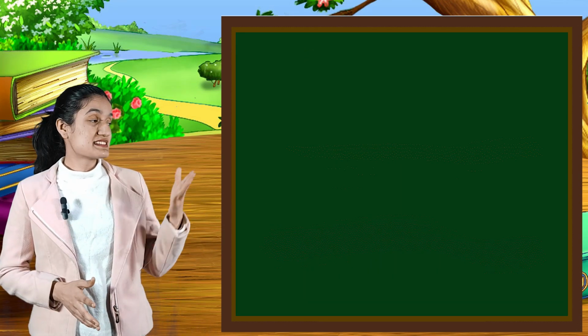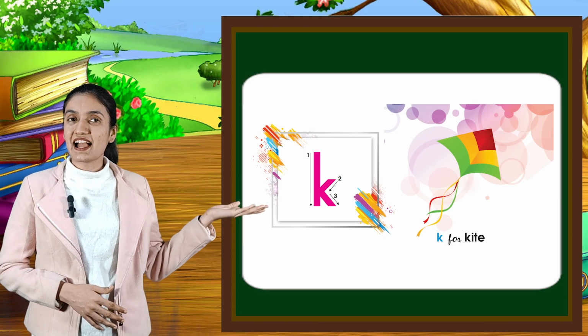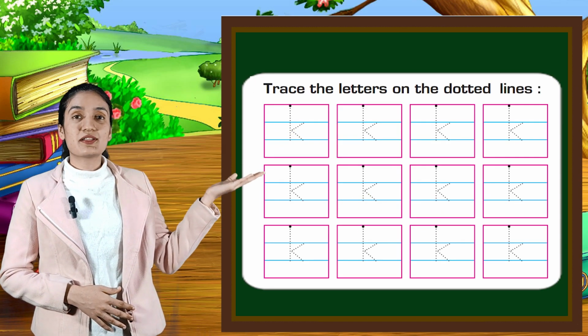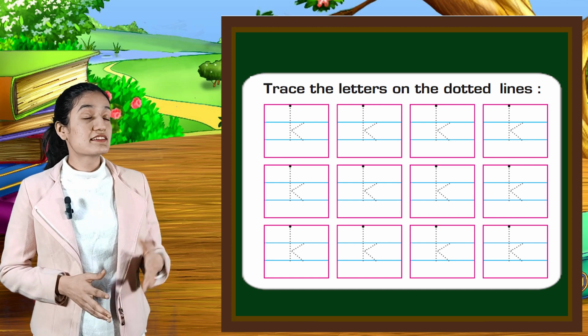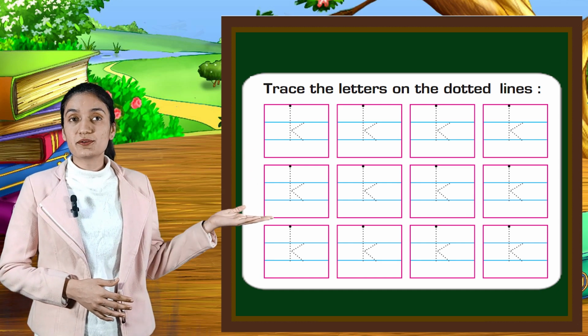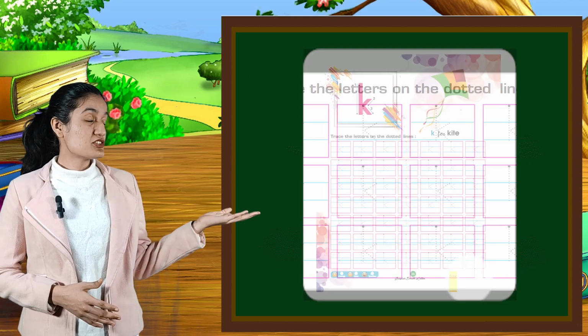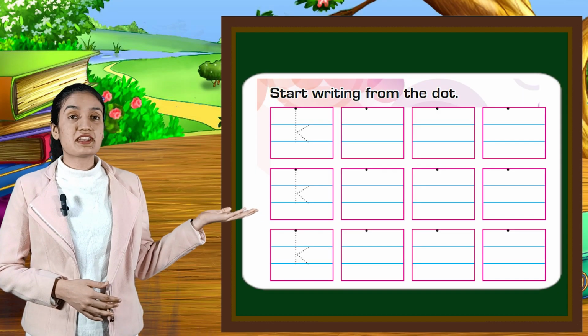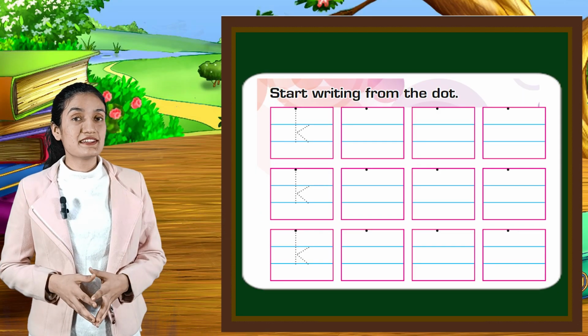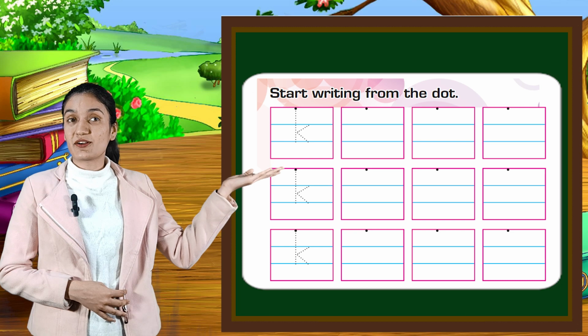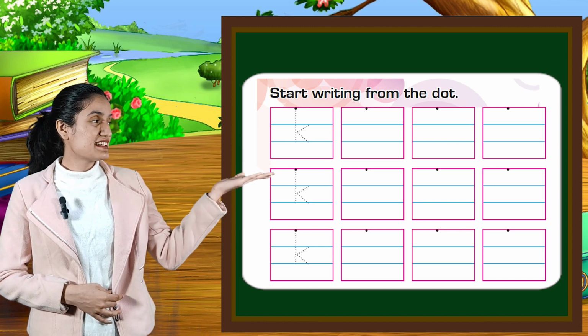Next letter is K. K for kite. Trace the letter on the dotted lines. So kids, इन dots को join करो और K बनाओ. Mention the date here. Start writing from the dot. So students and kids, इस dot से start करें and K बनाएं.